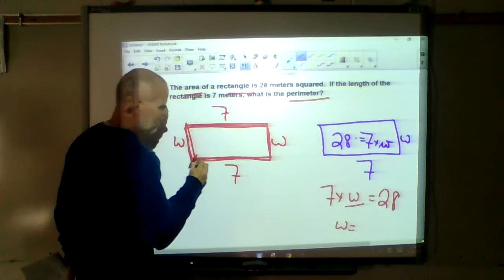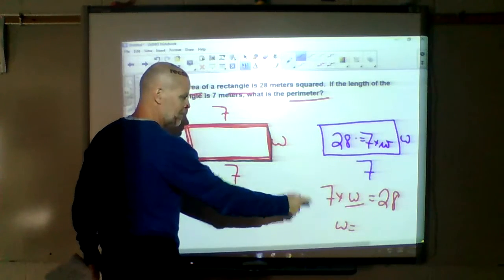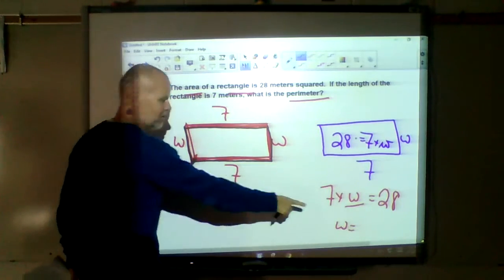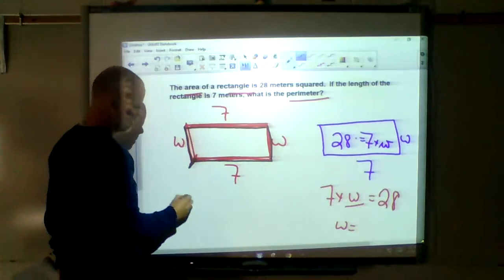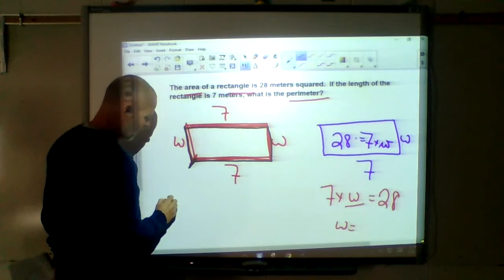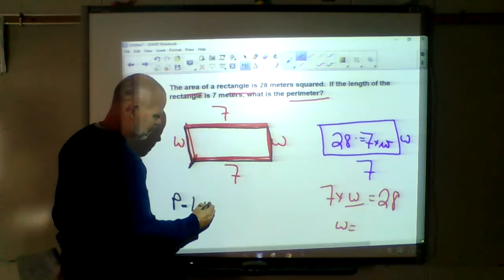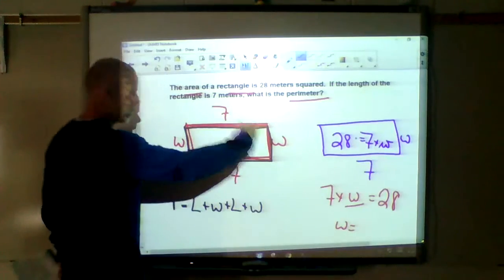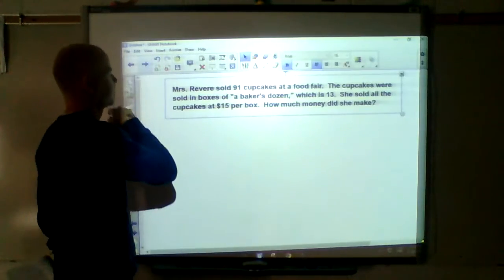Well, that's my W. Now I need to take that number, and I need to start here, and plug it in. I know my length is 7. I'll now know my W plus my length of 7 plus my W, which I know from down here. All of this added together, okay, the perimeter is equal to the length plus the width plus the length plus the width, right? All the way around my rectangle. You can do that now.